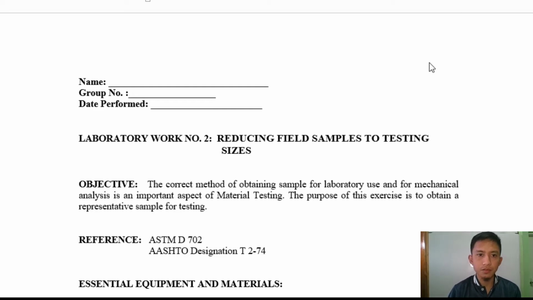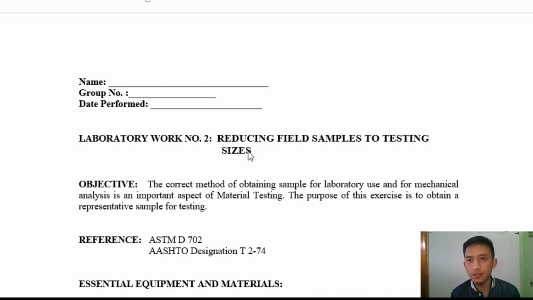Okay, so hello. This is your activity number 2. This is your laboratory work number 2, because laboratory work number 1 was supposedly the tour to the laboratory, to our lab facility. However, you cannot do that. And actually, I changed that one to familiarizing yourselves with the laboratory apparatus or equipment by drawing this and researching on this. So this is your laboratory work number 2, reducing field sample to testing sizes.